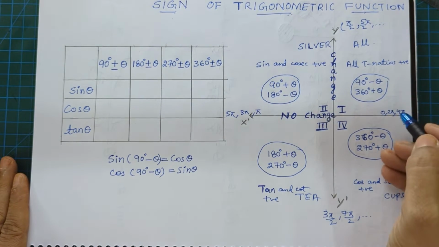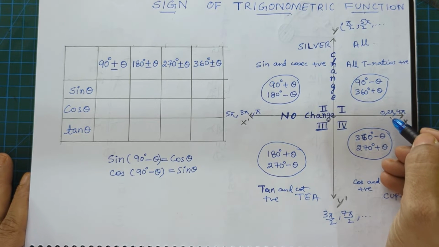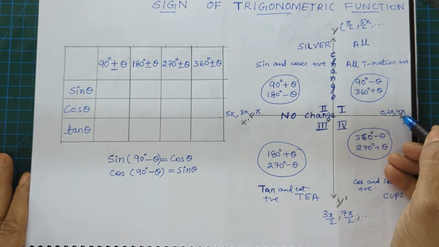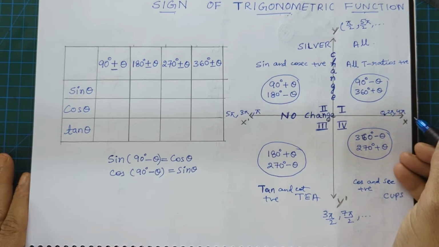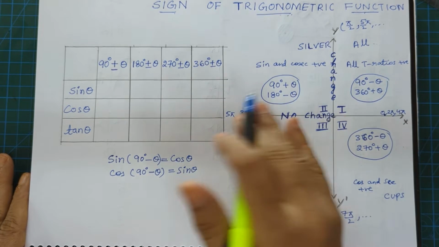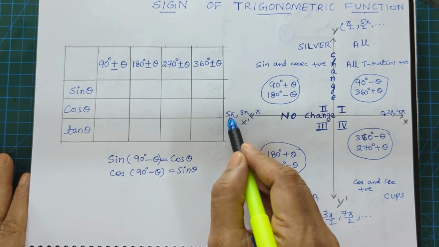round when it is completed, that is 360 degrees. 360 we write as 2 pi or 4 pi. So positive x-axis is for 0, 360, 720, etc. Meaning even multiples of pi. And negative x-axis is for odd multiples of pi.